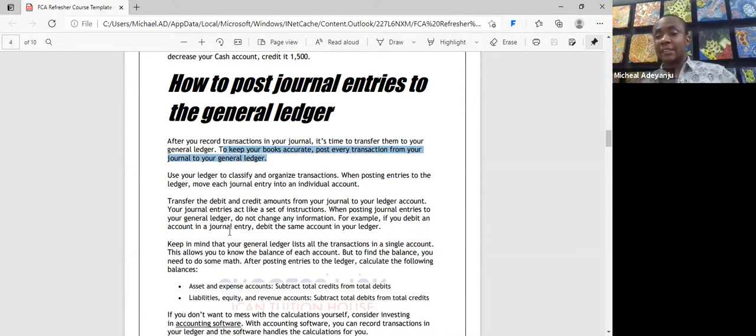Use your ledger to classify and organize the transactions. When posting entries to the ledger, move each journal entry to an individual account. I don't know if that makes sense. So when you're talking about expenses, for every journal that you have opened for expenses, you just need to move all those entries into their individual account. And when I say individual account, you're talking about their individual ledger account. Okay, so let's move.